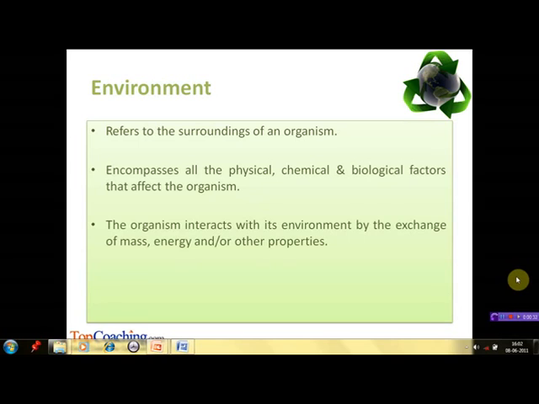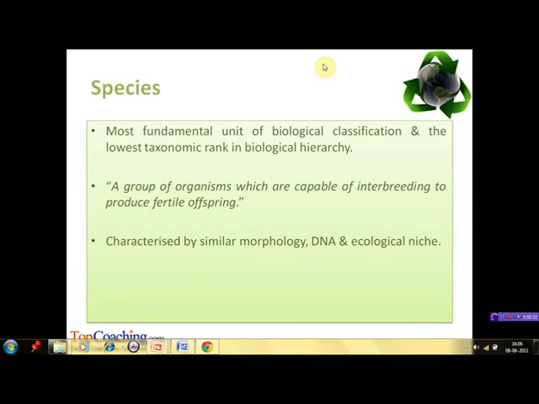So as we proceed with this discussion on ecology and environment, let us get acquainted with few other terms also which we are going to frequently use in this section and in this chapter as well. The first such term is species. Species is the most fundamental unit of biological classification and the lowest taxonomic rank in the biological hierarchy.